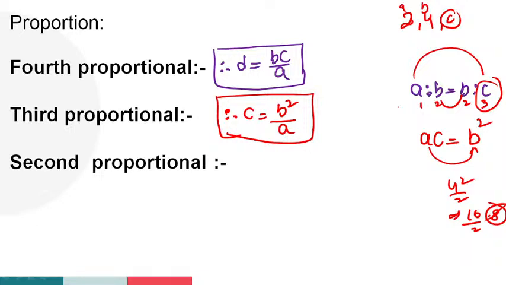Alright. So, what is the third proportion formula? C is equal to B square by A, guys. Okay? Right. And the next one: find out the second proportion or mean proportion. For example, in the exam, if they ask to find out the mean proportion, don't feel that the sir didn't tell us.